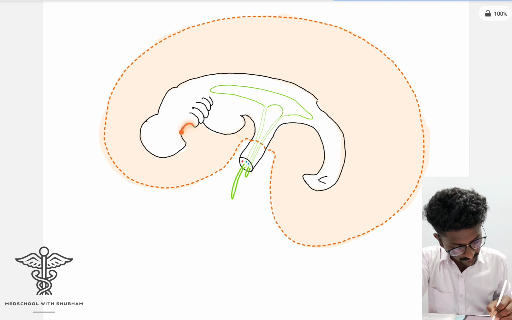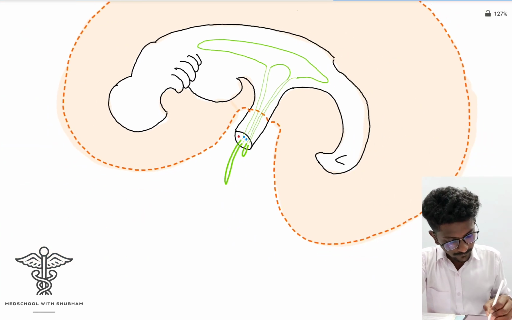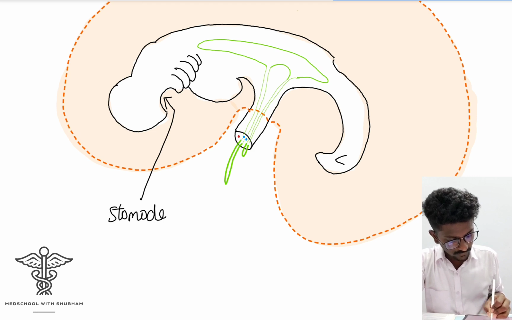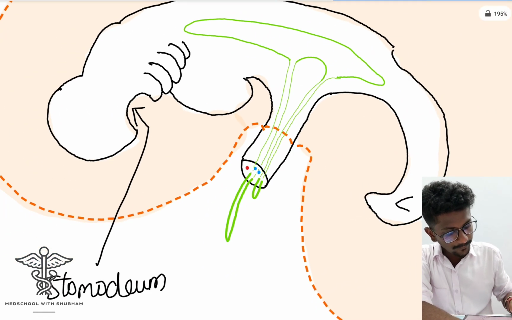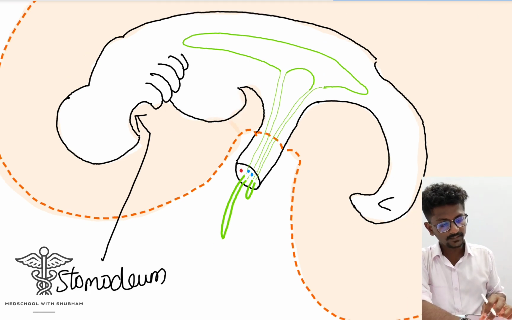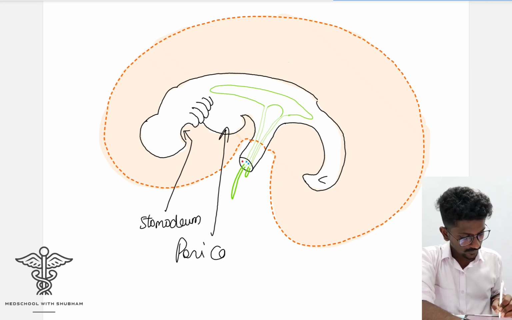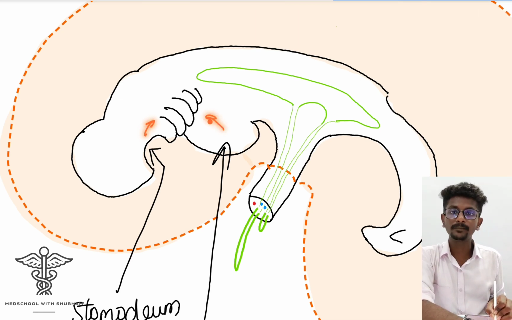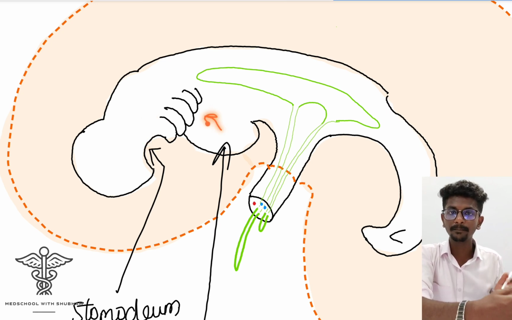Then you have this depression, as you can see over here, called the stomodeum. Now you can appreciate another swelling over here. This swelling is called the pericardial bulge. Now, caudal to this stomodeum and cranial to this pericardial bulge. Caudal to the stomodeum means after the stomodeum, and cranial to the pericardial bulge means before the pericardial bulge.